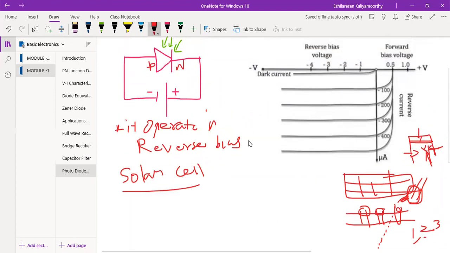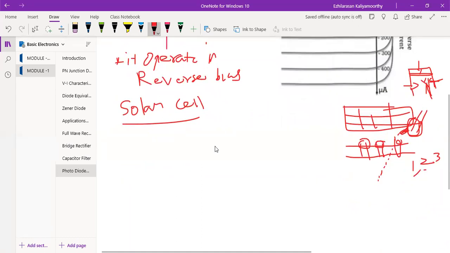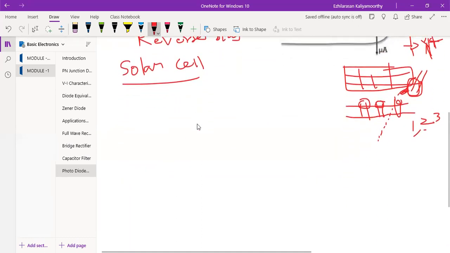Now, what will be the construction and working principle of the photodiode? What we need to do is take the diagram of the PN junction diode. Only the same diagram we'll use. With the help of that, let us study about the photodiode.